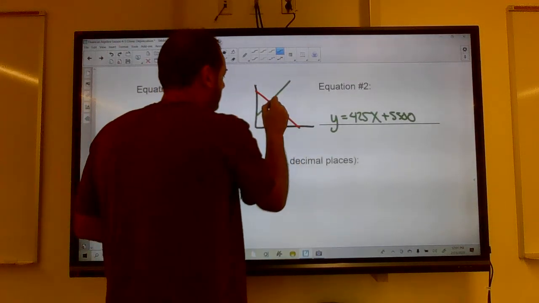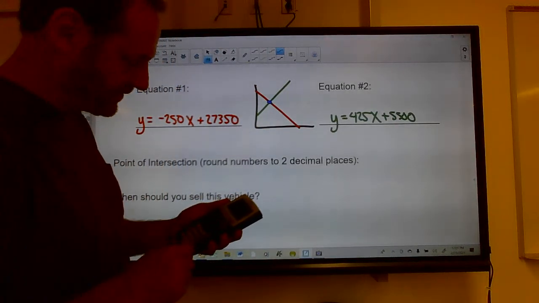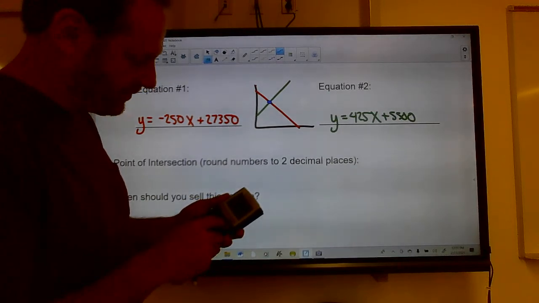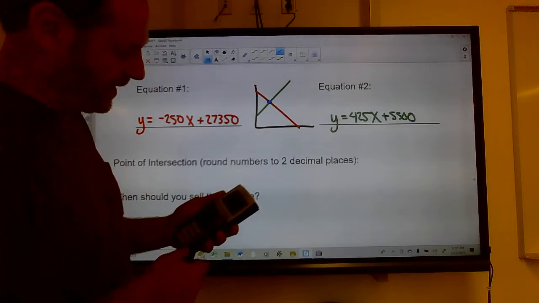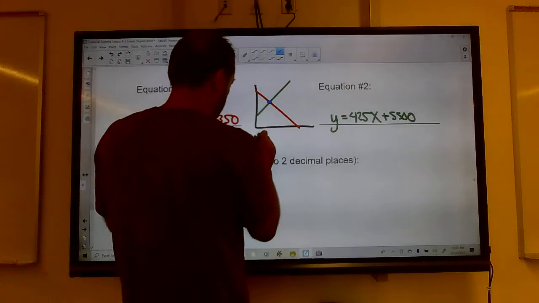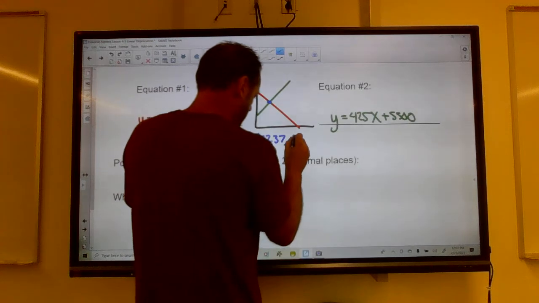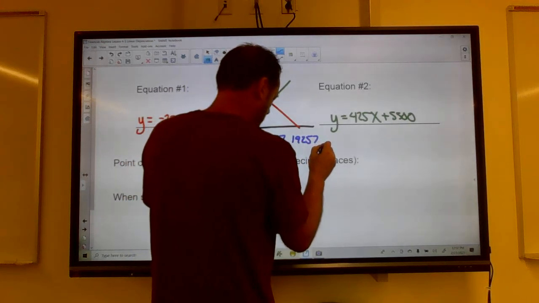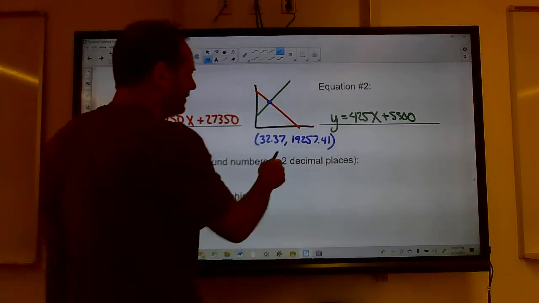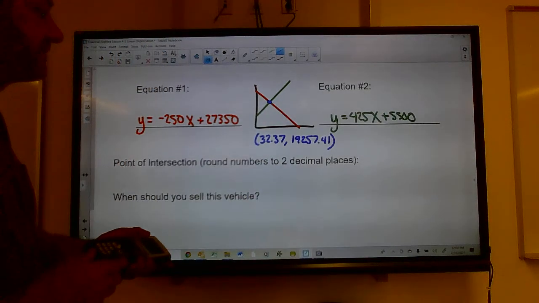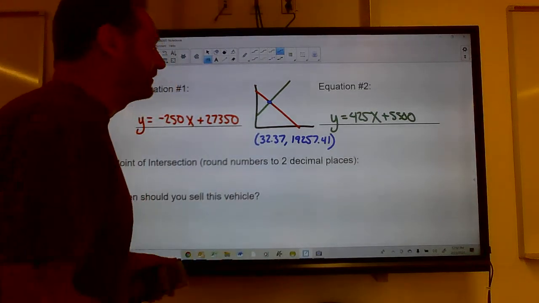Okay, so I want to find this point. So I'm going to hit second calculate. Number 5 is intersect. I'm going to move my arrow to where they intersect as close as I can. Hit enter, and hit enter. And it tells me that the answer is 32.37, 19,257.41. So in 32 1/3 months, this car should be worth $19,257.41.